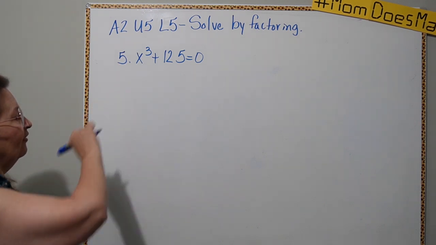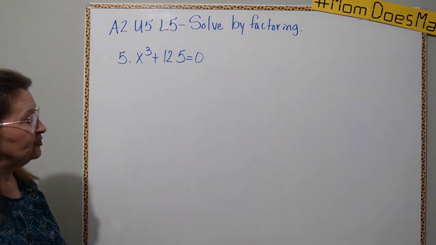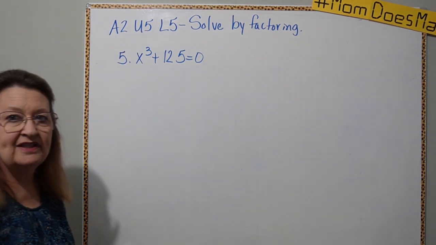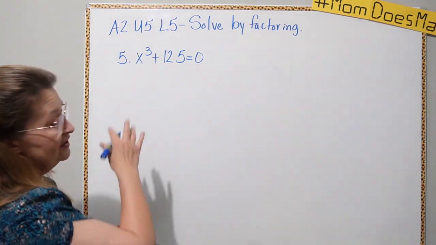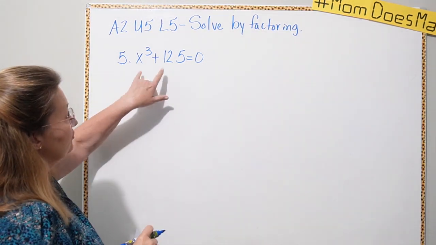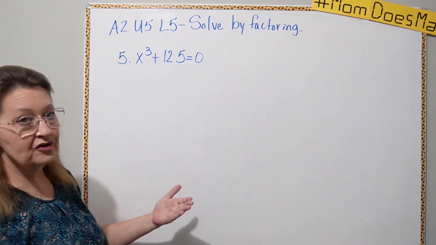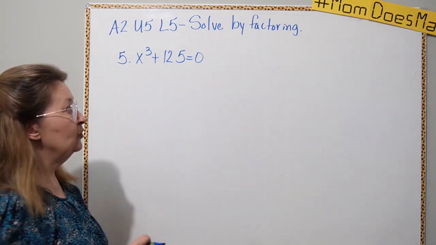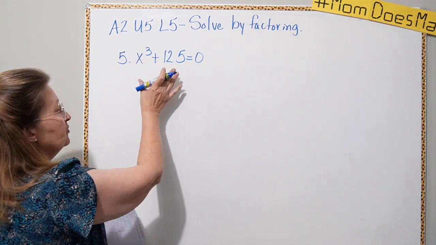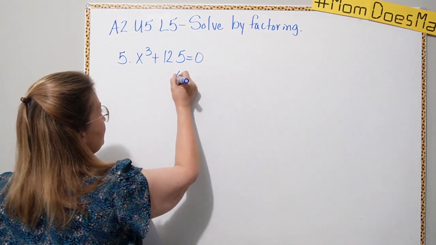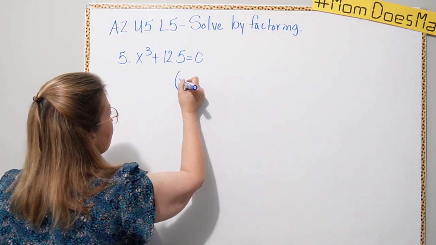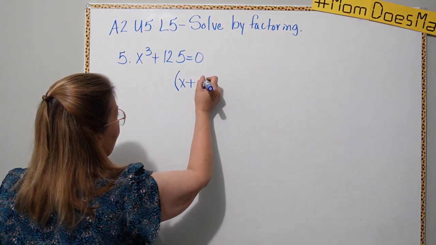Okay, for number 5, we have x to the 3rd plus 125 is equal to 0. It's already in standard form. So we just need to factor. And I notice right off the bat, I have a sum of cubes. Now, if you don't remember your sum of cubes formula, you need to look that up real quick. But factoring this with the sum of cubes formula is going to give me the cube root of this plus the cube root of that.